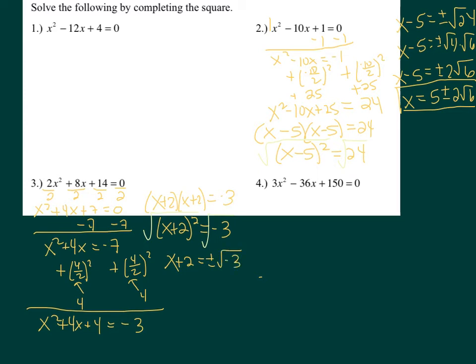Although 3 is prime, I can never leave a negative under the square root, so I've got to break it down. Think about it as the square root of negative 1 times the square root of 3. So x plus 2 equals plus or minus i square root of 3, because by definition the square root of negative 1 is the imaginary unit i. I finish it off by subtracting the 2 to the other side, so negative 2 plus or minus i square root of 3 is my final solution.